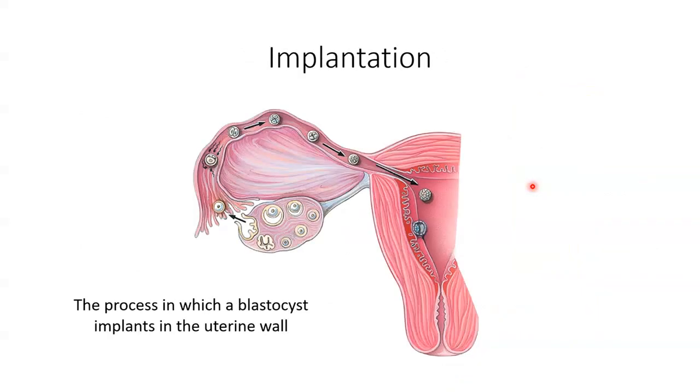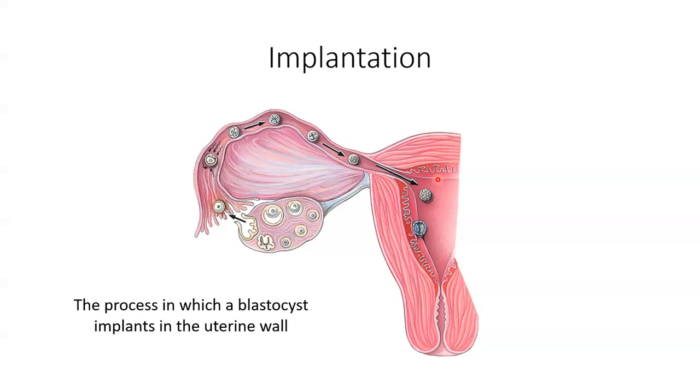So then, after fertilization, the zygote travels down the uterine tubes and remains free within the uterine cavity for about 2 days before it's attached to the uterine wall. At this time, the uterine cycle is in its secretory phase and the endometrium is nice and thick and highly vascularized.